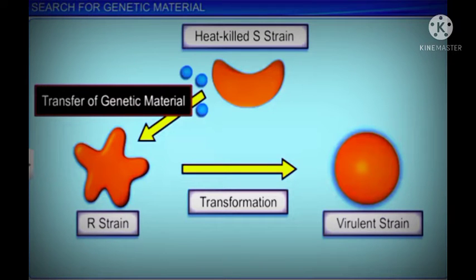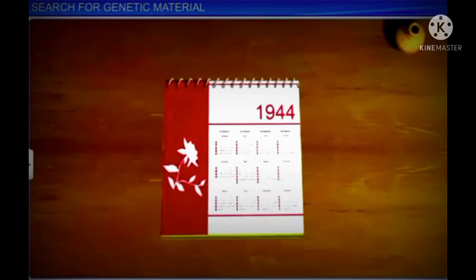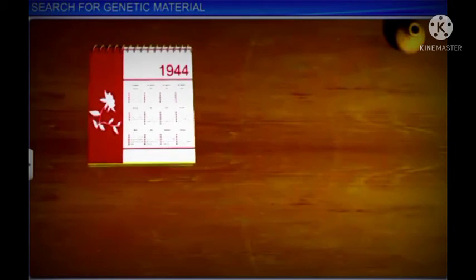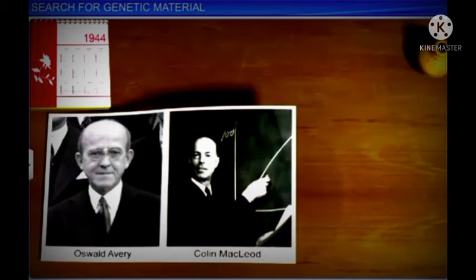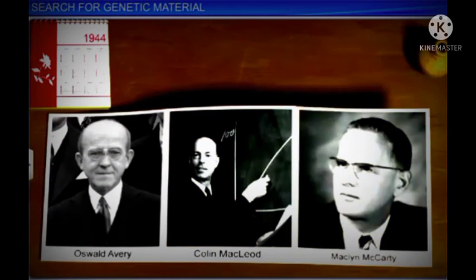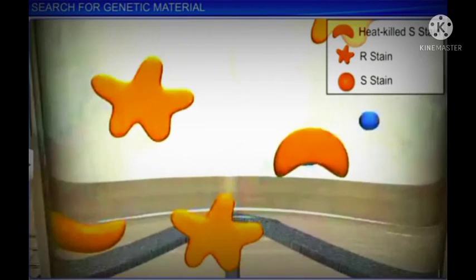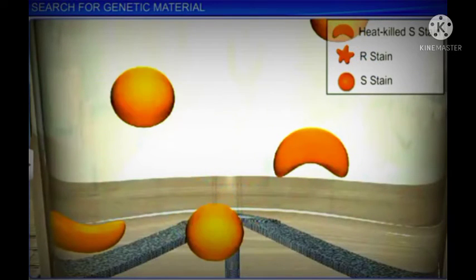transformation process. Later, after 16 years, in 1944, a team of 3 scientists, Oswald Avery, Colin MacLeod, and Maclyn McCarty, once again began research on the experiment that was once conducted by Frederick. At that time, they tried to identify the biochemical nature of the transforming principle in Frederick's experiment.